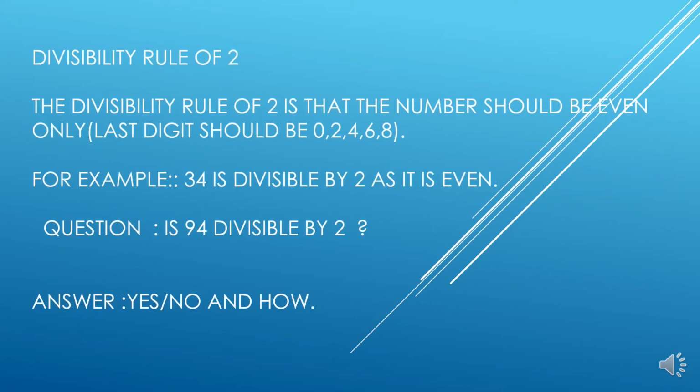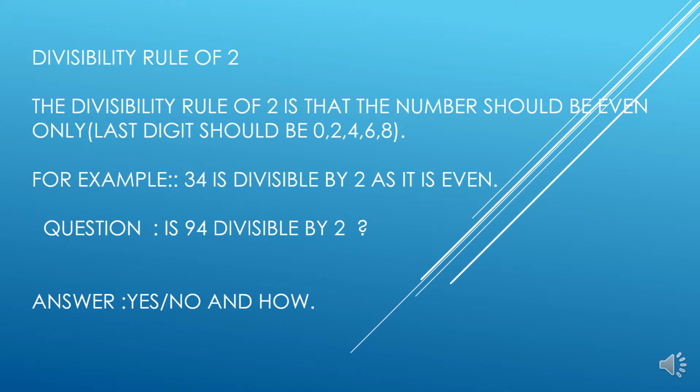Divisibility rule of 2. The number should be even. Even digits are the digits that can be divided by 2 completely. If it's a really large number and you're not able to identify if it is even, you should just see its one's place, that is the last digit. It should be 0, 2, 4, 6, or 8. For example, I have 34 over here, so the last digit is 4.